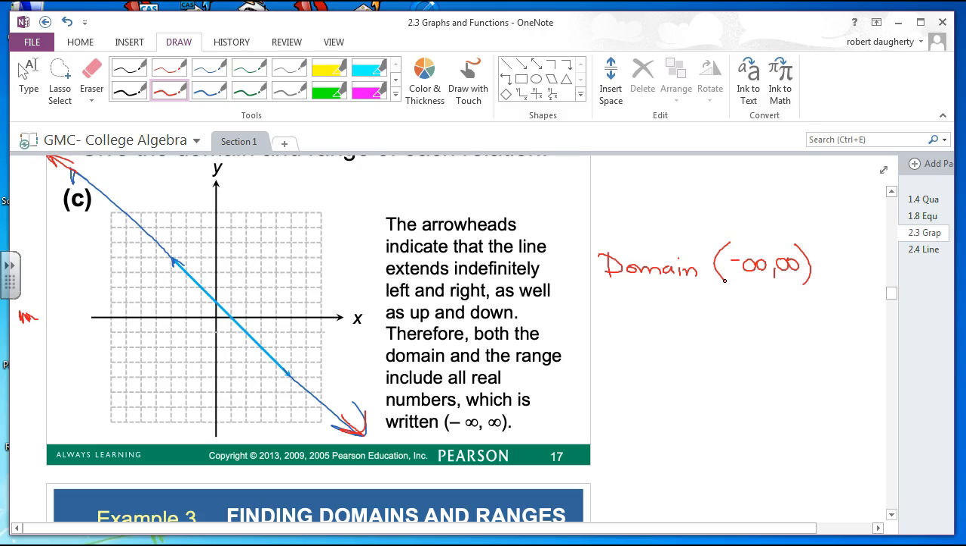And then let's look at the range. Are there y values here? Yeah, this graph, remember, it's going to keep on going down and to the right. So I will have y values all along this axis. So the range, same as the domain, is negative infinity to infinity, okay? So the domain and the range are the set of all real numbers in this case.